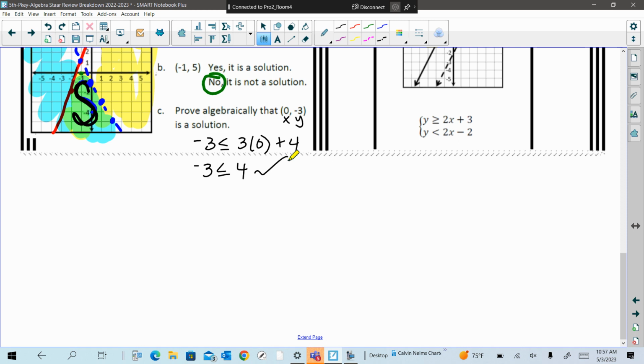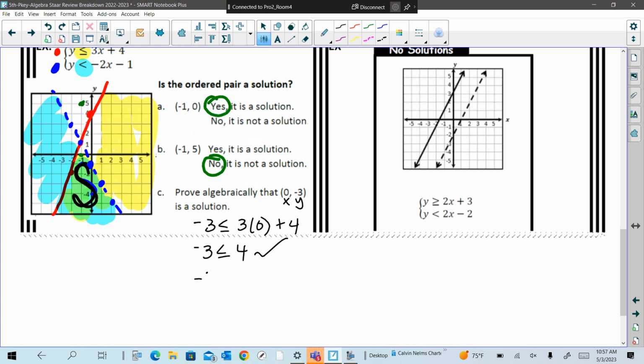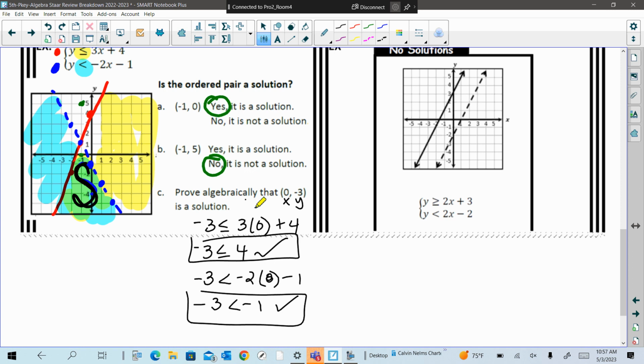Okay, but now I gotta check it for the second equation as well. So I'm gonna have -3 is less than -2 times 0 minus 1. Well, this becomes -3 is less than -1. Is -3 less than -1? Yes. So this is a solution, since it's true for both. Okay, so this would be yes.